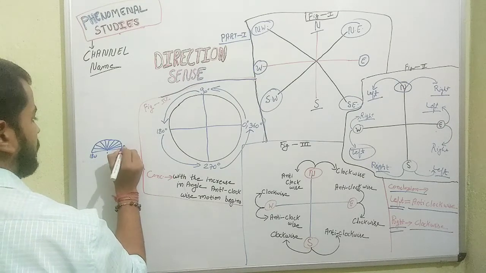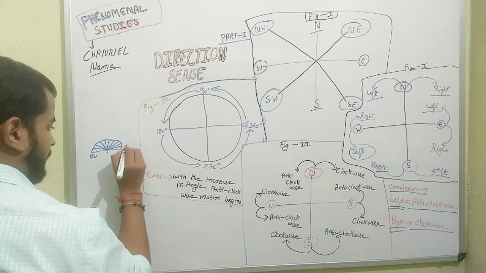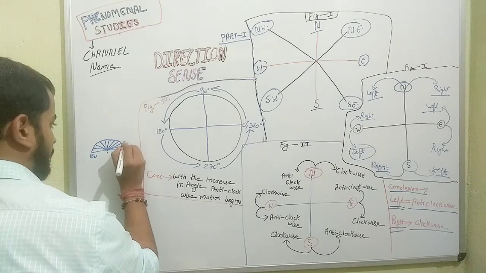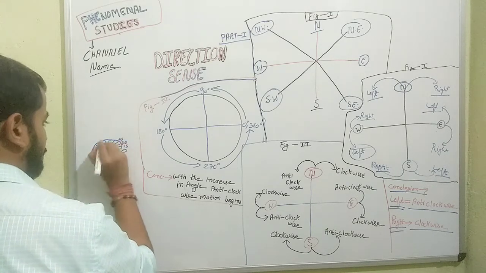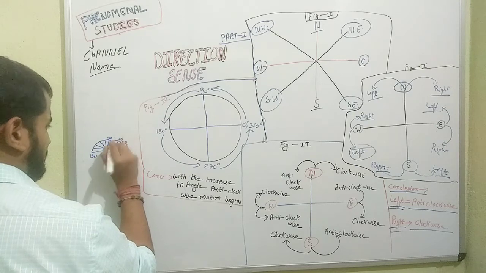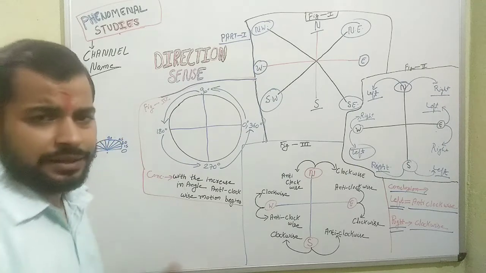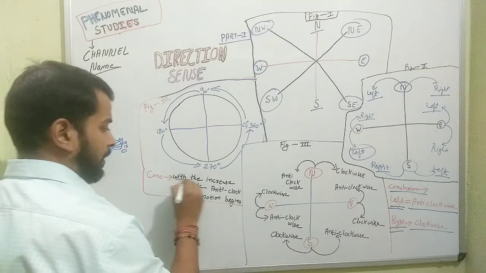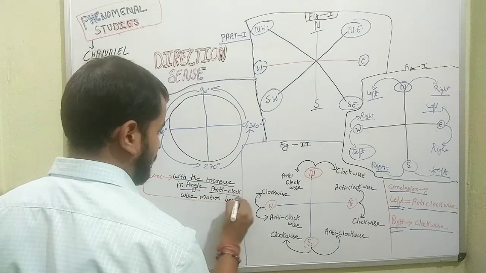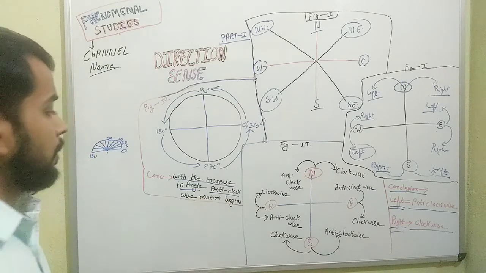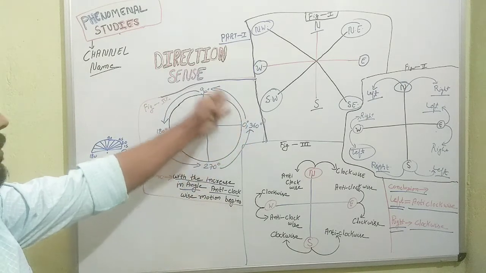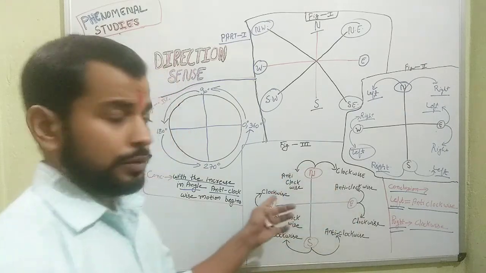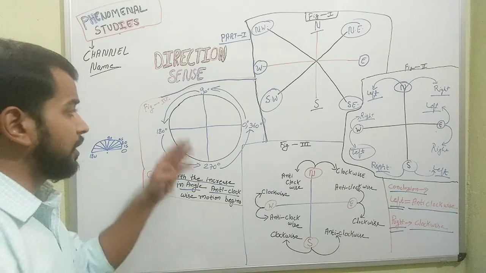Then the angles in multiples of 15 or 5 start: 15, 30, 45, up to 90, with something in between. So the thing is, when the angle increases, the anti-clockwise motion begins. You can see from 0 to 90 the motion is anti-clockwise. Okay, so be clear with it.